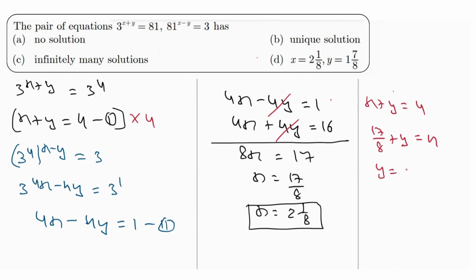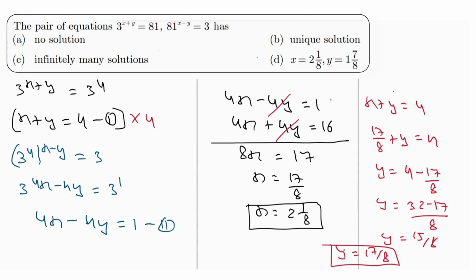So y is equal to 4 minus 17 over 8. Now taking LCM, we get this as 8 into 4, 32, right? So it is 32 minus 17 over 8. So finally we can write y as what? 15 over 8. As you can see, the options here are in mixed fraction. Therefore, we need to write this in mixed fraction, which is 1 and 7 over 8. So this is the value of y. So we can say that the required answer is option D in this case.